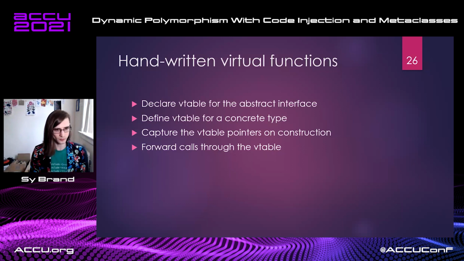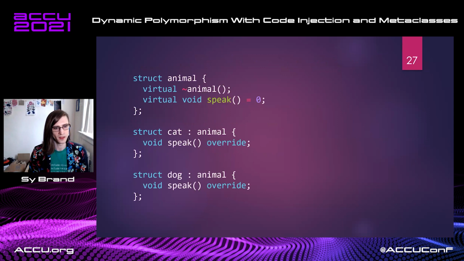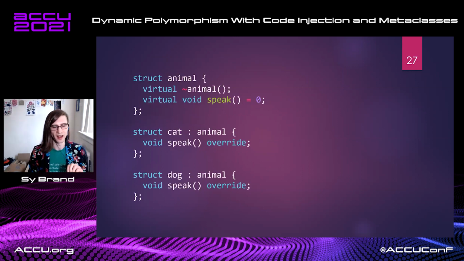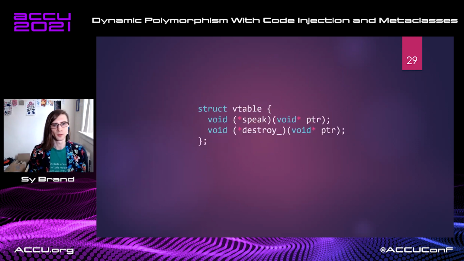All right. This is how it looks. This is our virtual version. And we're going to declare the vtable for, remember, we have this speak and we have this virtual destructor. So that's what our vtable is going to look like. We're going to have a function pointer for speak and a function pointer for destroy. And these are going to take a void pointer. That's an implementation detail. You'll see how this works later. But this is what our vtable looks like. It's just two function pointers for now.